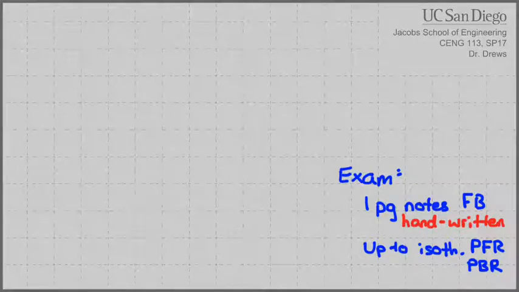Which lecture was isothermal PFRs and PBRs? Actually, I've got them here. Let's see. 11 was our introduction to flow. 12, yes, up to 12. So if you encounter something on lecture 13 or afterwards, that is not on the exam, because lecture 13 was our derivation of the energy balance for a flow reactor. Everything prior to that is game.